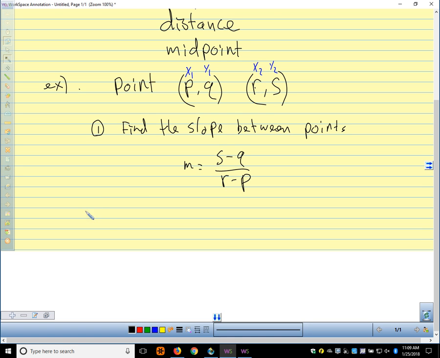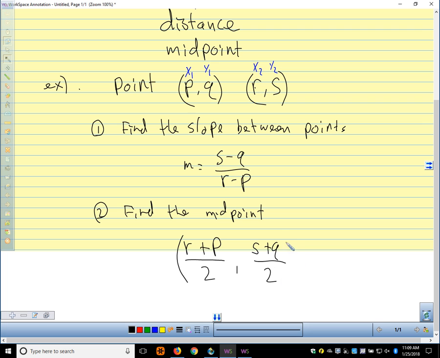If we wanted to find the midpoint, we're going to find the midpoint just like we did before. x2 plus x1, r plus p, divided by 2. That's my x coordinate. y2 plus y1, s plus q, divided by 2. That would be the midpoint between those 2 points. And we'd have to know more information in order to plug some numbers in there.